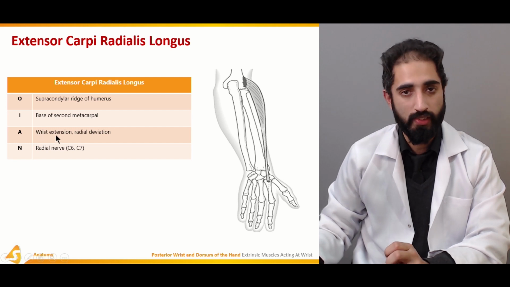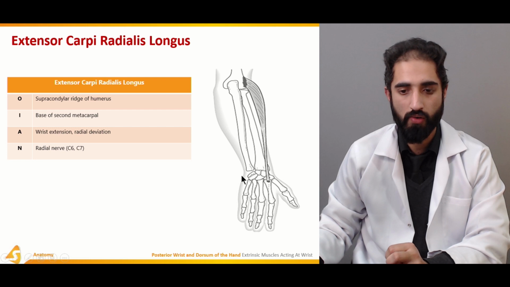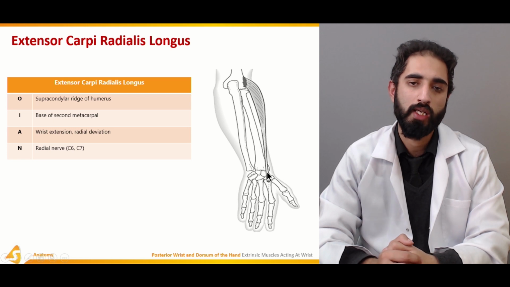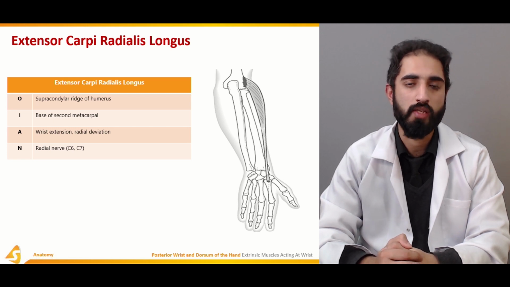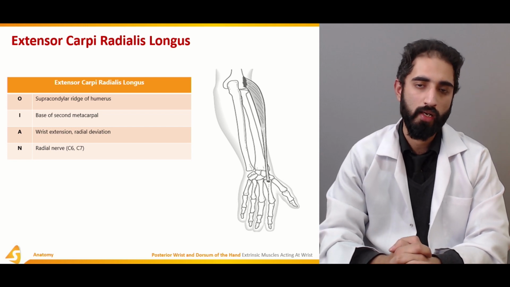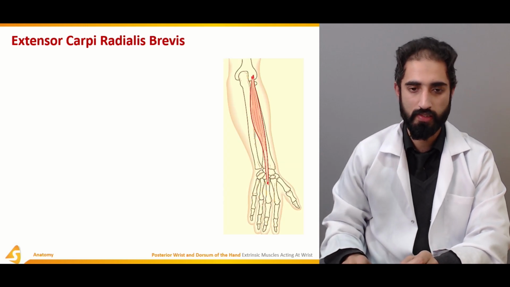The action is wrist extension and radial deviation, because as it is located laterally, it pulls the wrist joint into extension but also causes radial deviation. The nerve supply is via the radial nerve, and the nerve roots are C6, C7.